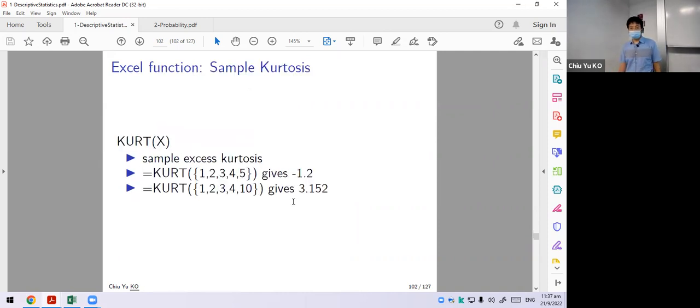For kurtosis, Excel only gives you the sample excess version. If you really want a non-sample version, you need to write code for yourself. You can start from scratch, or if you really want to work on it, you have to know VBA, which is beyond the scope of our class.